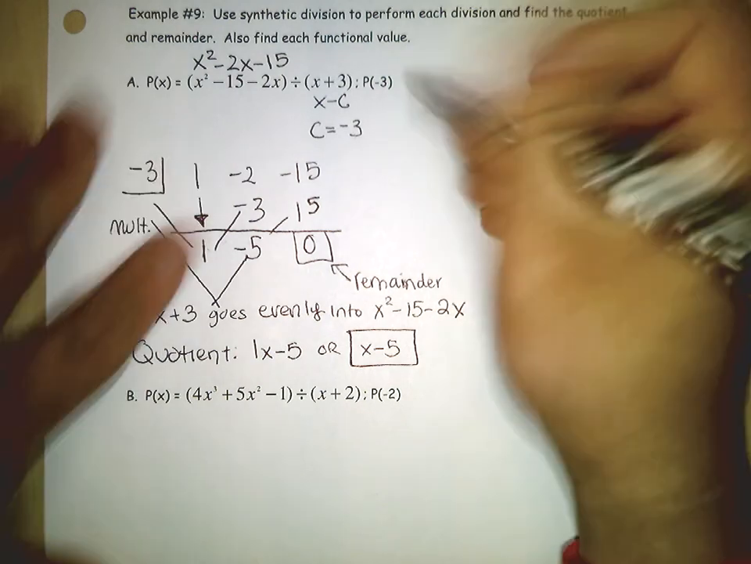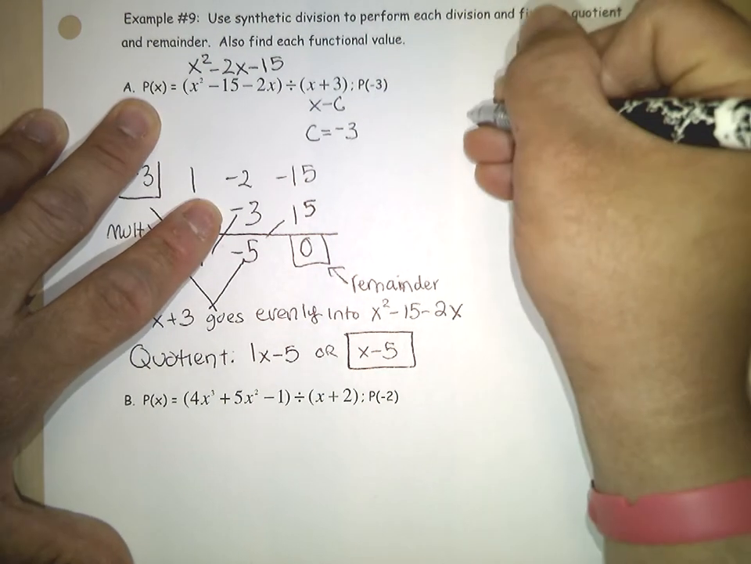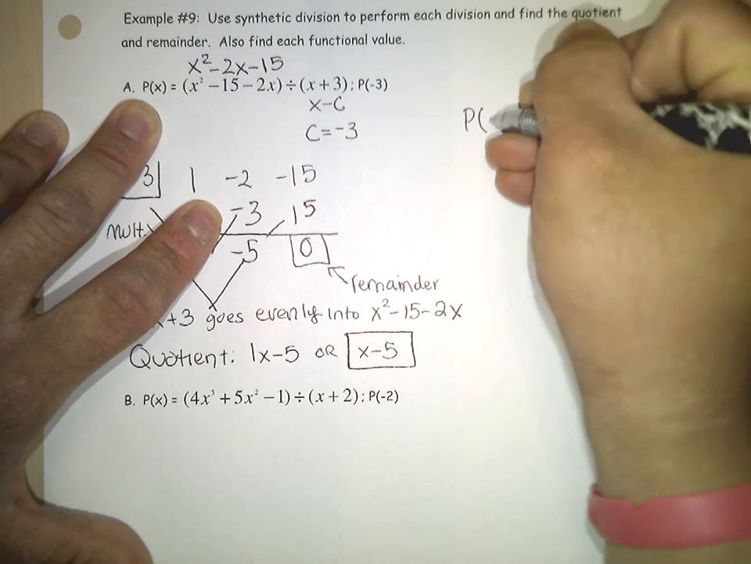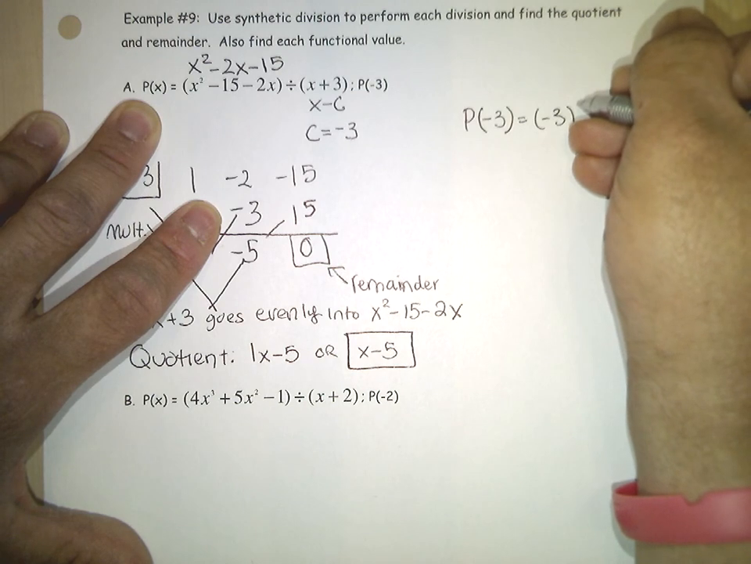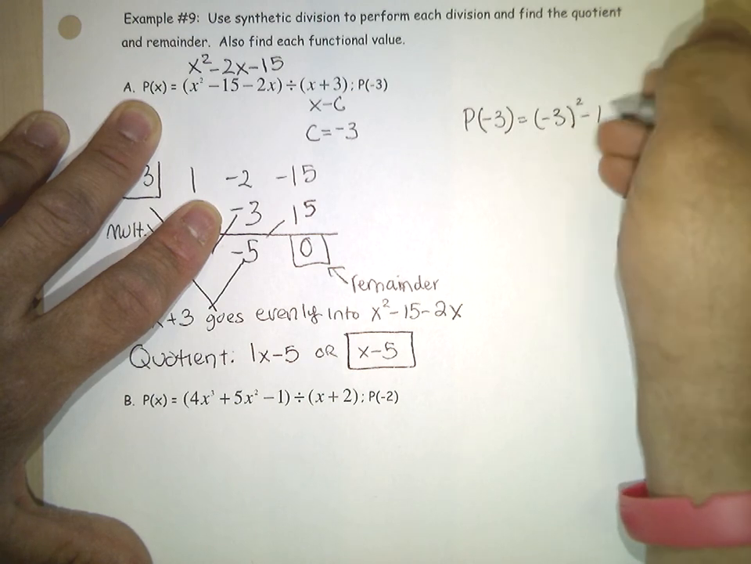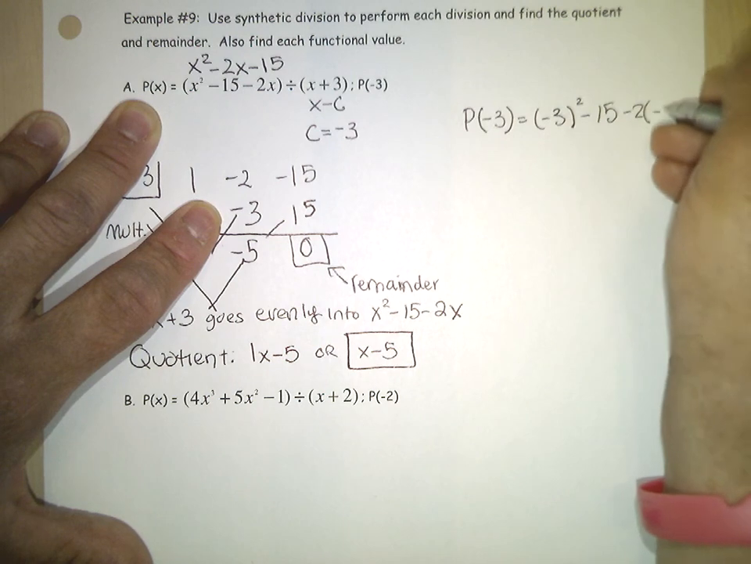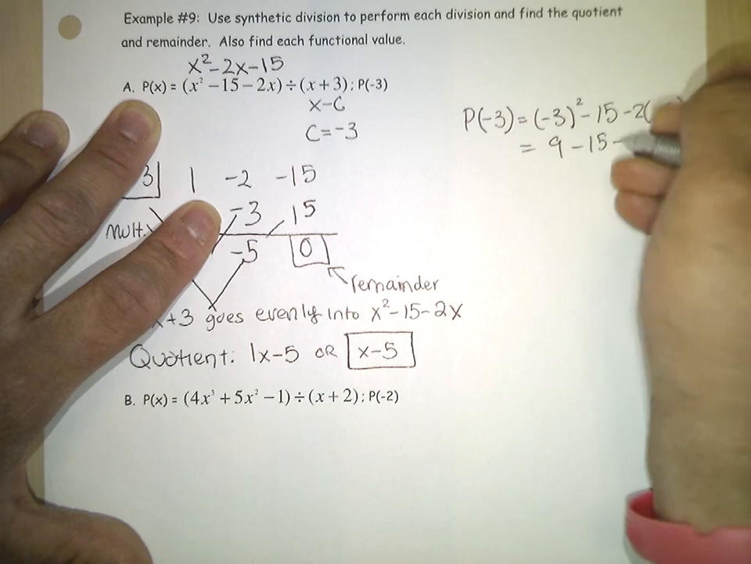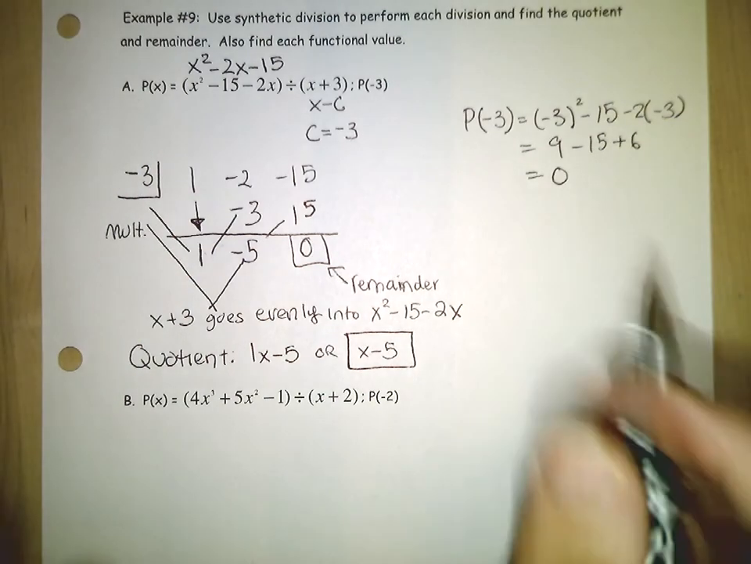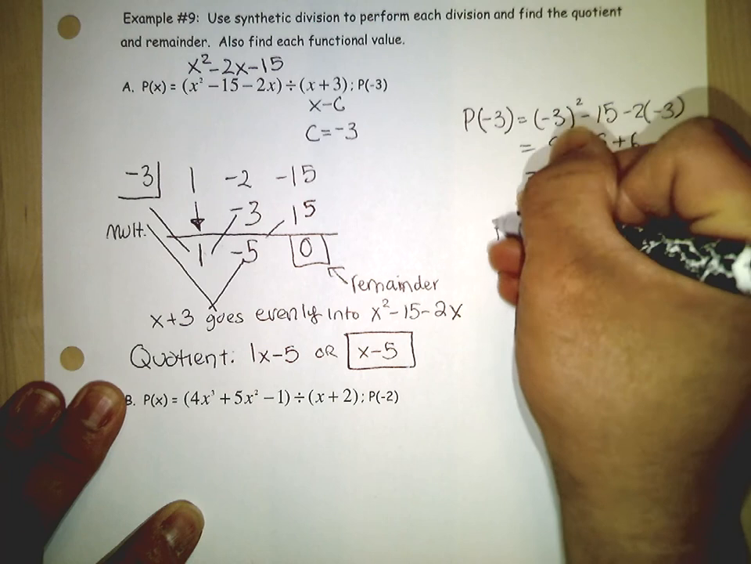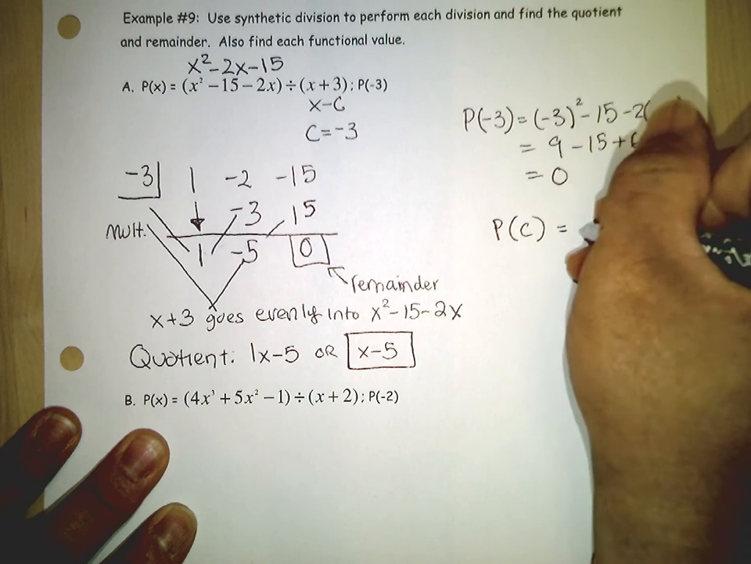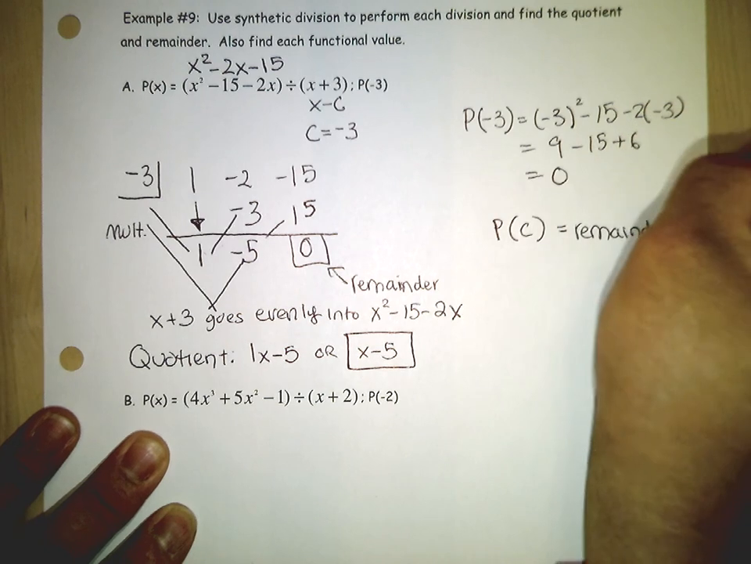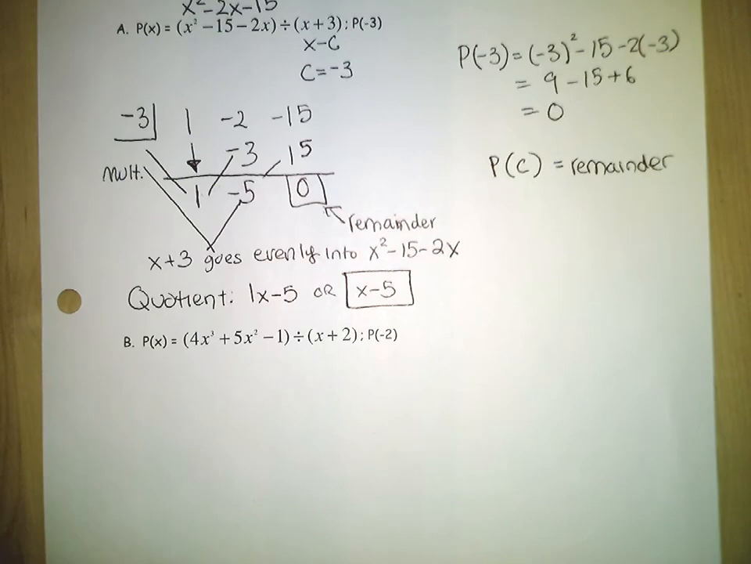Now if I want to find the functional value, here is a trick. If you have p of negative 3, it would normally be negative 3 squared minus 15 minus 2 times negative 3, right? So 9 minus 15 plus 6, that would be 0. Well, guess what? P of c will always be the remainder. And I already knew the remainder was 0. So that's another shortcut here.